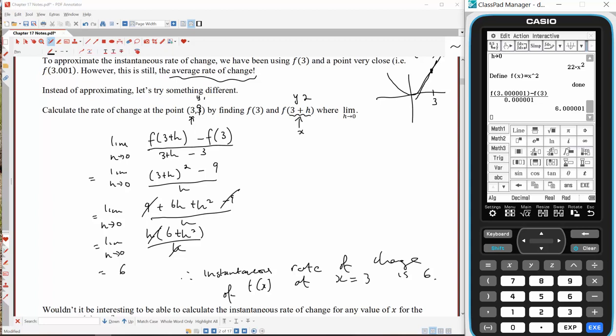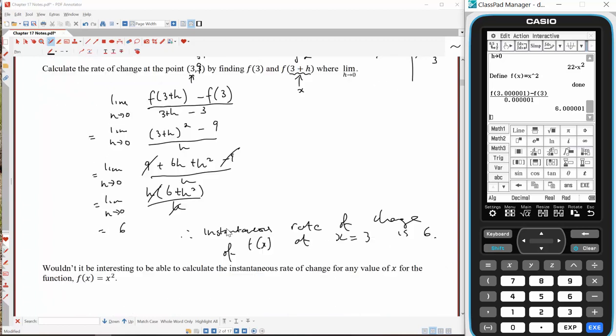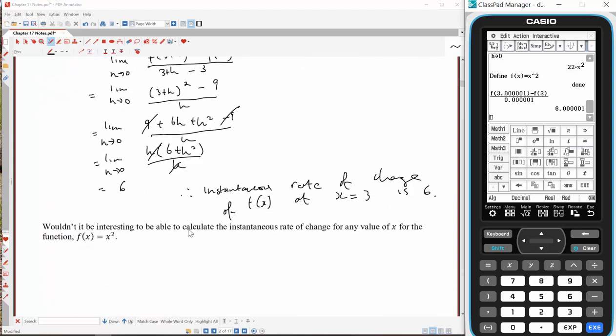All right, so there's the approximation, 6.00001. This method of selecting a point which is 3 and f of 3 plus h, a point h distance away from 3, and limiting that h value, or the distance, to approach 0, allows me to get the exact instantaneous rate of change. It's no longer like, oh, it's pretty much approaching 6. It is 6.